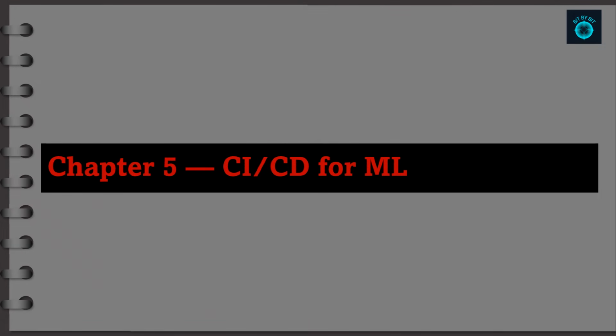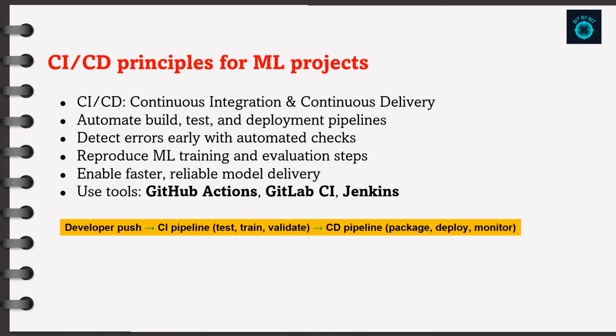Chapter 5: CI/CD for ML. CI/CD principles for machine learning projects. In traditional software development, CI/CD, which stands for Continuous Integration and Continuous Delivery, is the process of automatically testing, building, and deploying applications whenever new code is added. In MLOps, we use the same principles, but we extend them to include data, models, and experiments, not just source code.